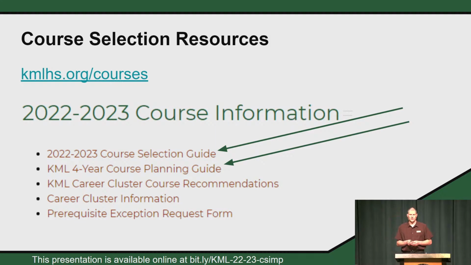All the course selection resources, the stuff that was emailed to you, a lot of that information can be found at kmlhs.org/courses. That's the website address. There's a picture there of what that looks like. The 2 pieces of information you're probably most interested in are the course selection guide, which is about a 40-page document that lists all the courses that we offer and all the information about them. And then there's also the 4-year course planning guide, which is a 1-page spreadsheet grid that has all the courses listed, and you can keep track there of what courses you've taken and what courses you're planning to take.